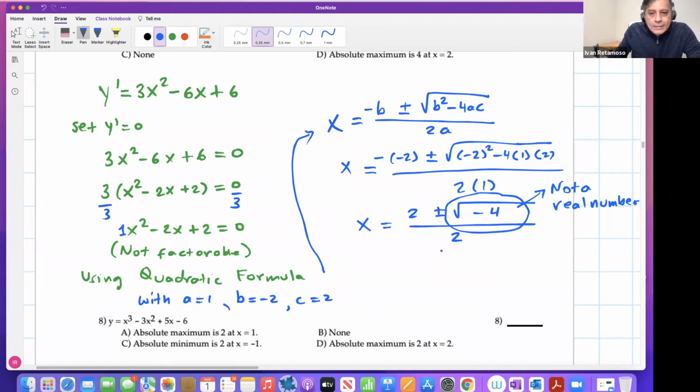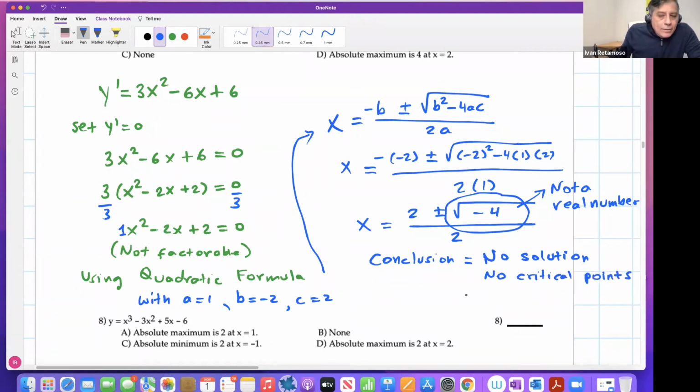So whenever you encounter this, the conclusion is no solutions for this equation. There is no way to get the derivative to be 0. The derivative is never 0. So there are no critical points, and no stationary points. Which means the graph either goes up forever or decreases forever, but no critical points.